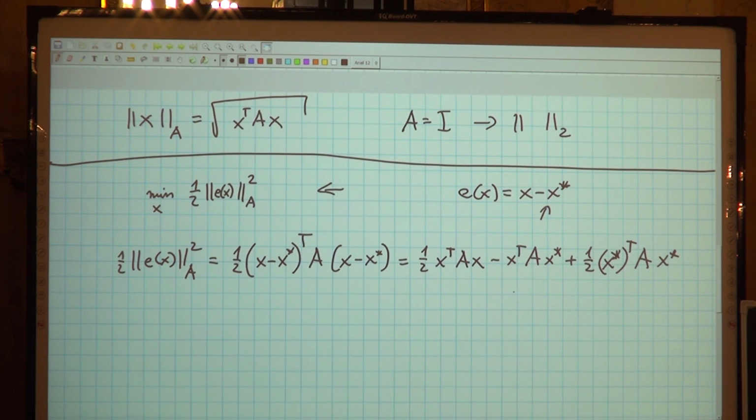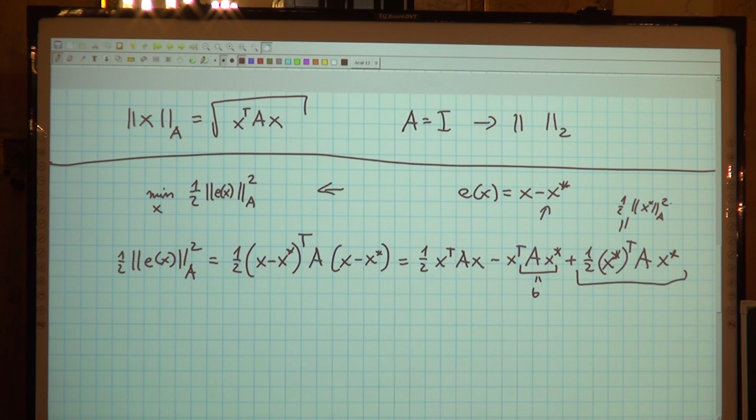and notice that it's actually not as bad as you would think. So what is that? This is just b transpose x, right? And what is that? Well, we don't know what it is. It's essentially 1/2 of the A norm of the optimal solution. But the important part is that this is a constant. This term doesn't depend at all on what x is.